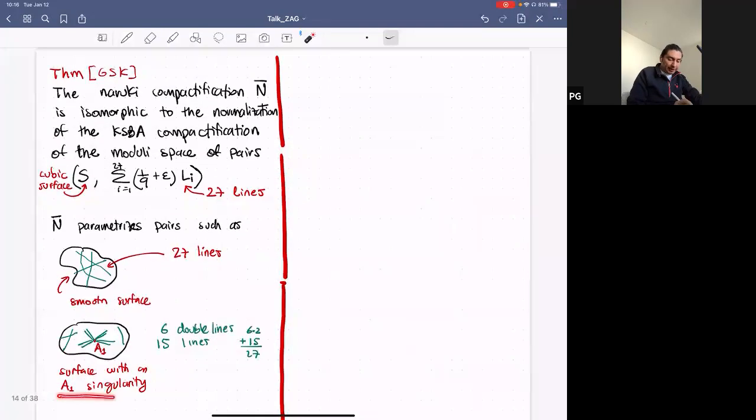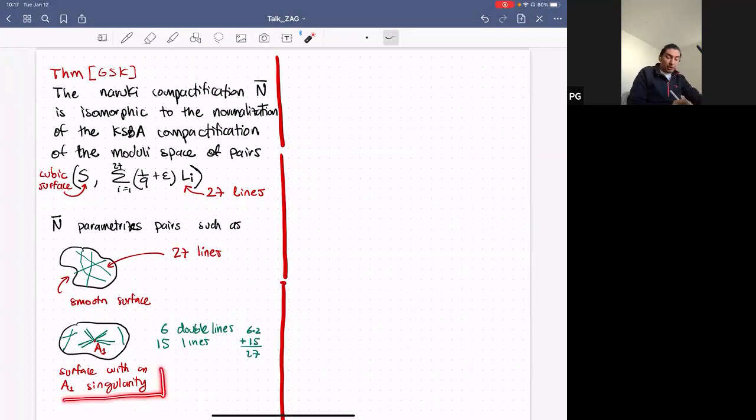But the interesting part about the lines is that the lines start to collide with each other. For example, when you have only one A1 singularity, you find 6 double lines. And 15 of the other lines are away from the singularity, and they don't intersect. Then 6 double lines plus 15 other ones, you still have your 27. That happens when your surface gets this A1 singularity.